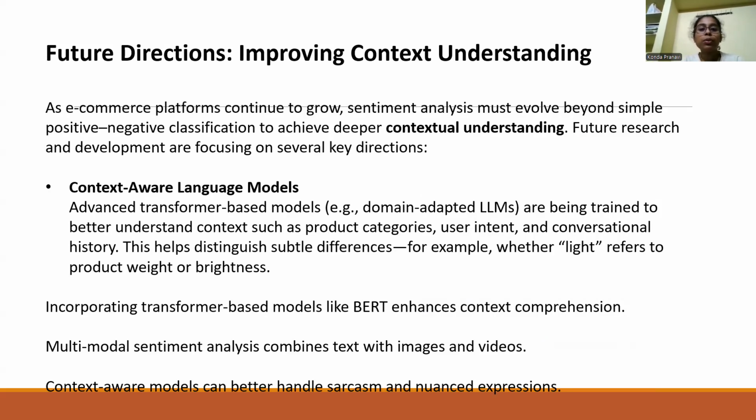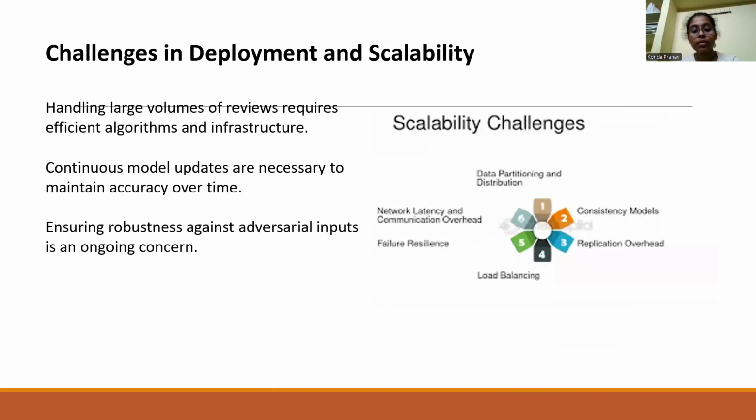Future directions for improving context understanding. As e-commerce platforms continue to grow, sentiment analysis must evolve beyond positive and negative classification to adapt to new language trends and product categories. Cloud computing and real-time data pipelines are commonly used to deploy sentiment analysis at scale.